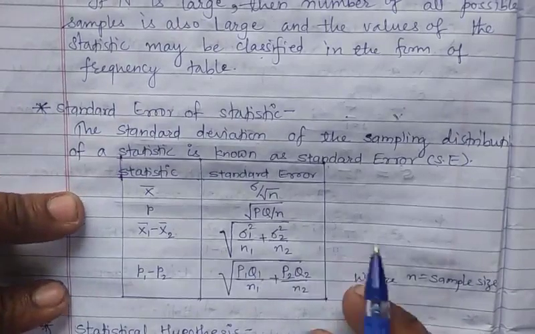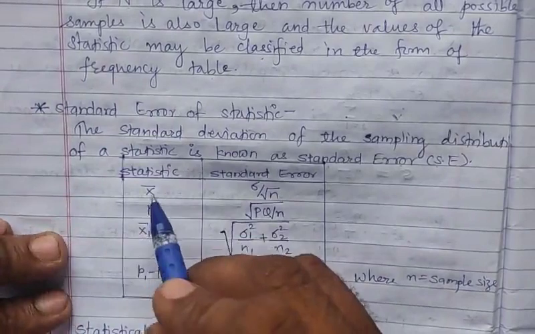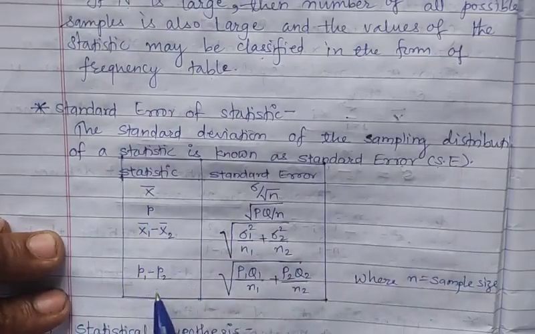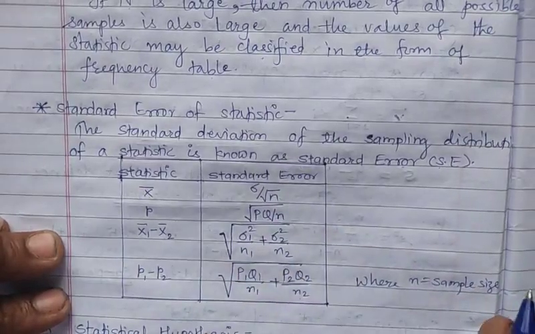Okay. That's the standard error of each statistic, which is given for x bar, p, x1 bar minus x2 bar, and p1 minus p2 respectively.